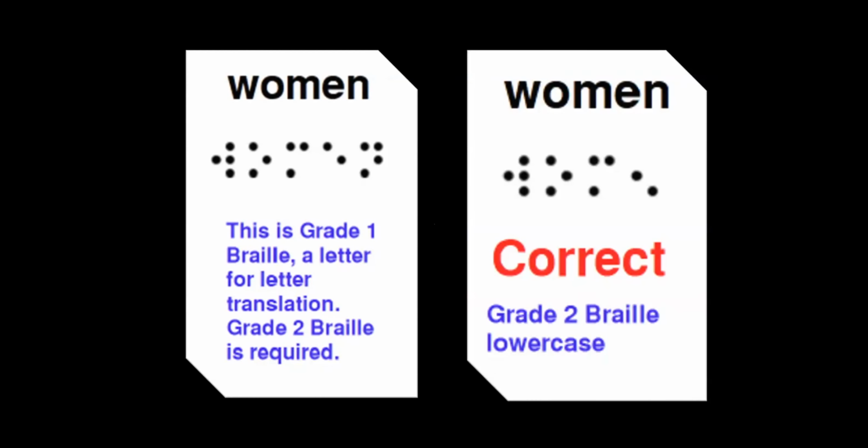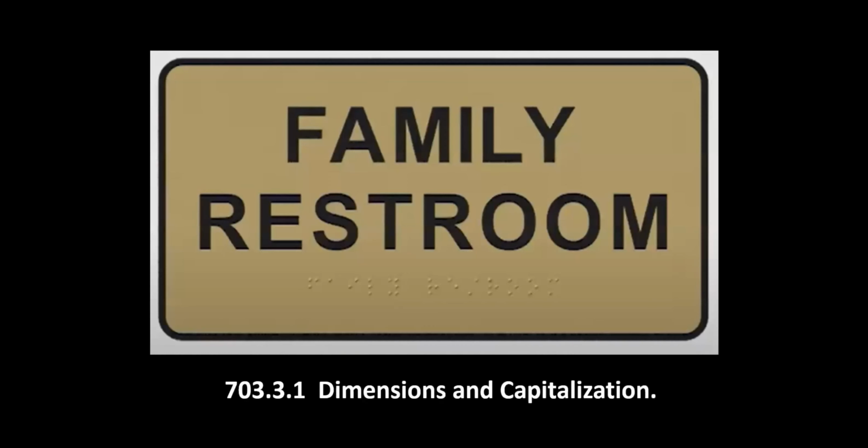Section 703 states that Braille shall be contracted or grade 2 Braille. This figure shows the word women with grade 1 Braille below it. Grade 1 Braille is letter for letter translation and is not allowed by the ADA standards. On the right, we see grade 2 Braille or contracted Braille. This complies with the standards.